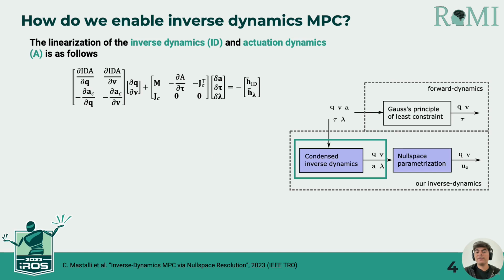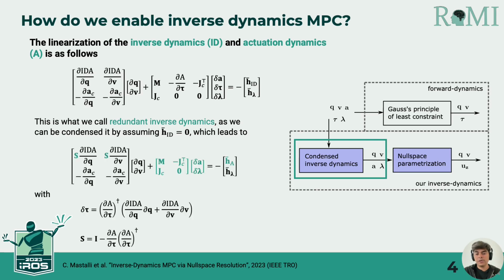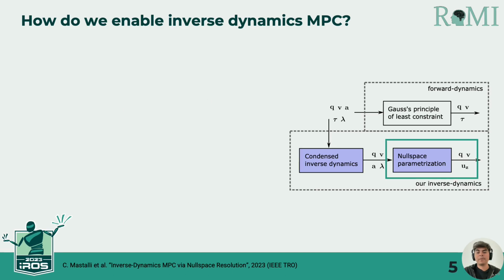Here, we describe the linearization of the inverse dynamic with bilateral contact constraints at the acceleration level. These are the first and second rows respectively. Now, if we assume that the inverse dynamics are feasible, then we can plug the expression for HID and condense this equation as you can see here. This means that our condensed inverse dynamic approach removes the joint torques as a decision variable and reduces the problem dimensionality.